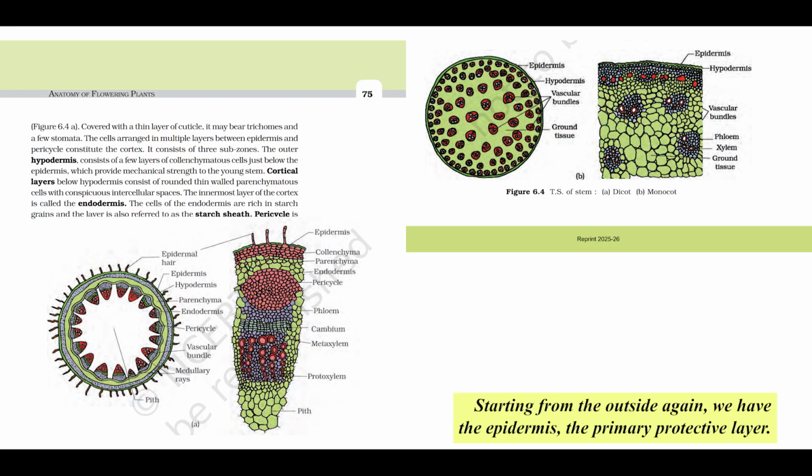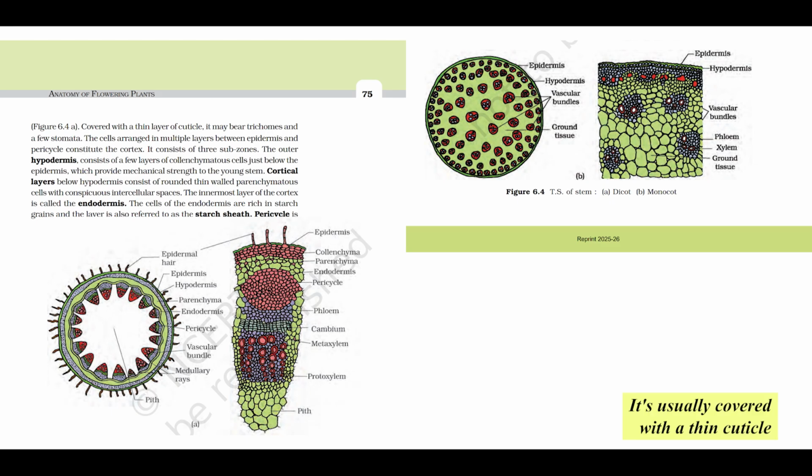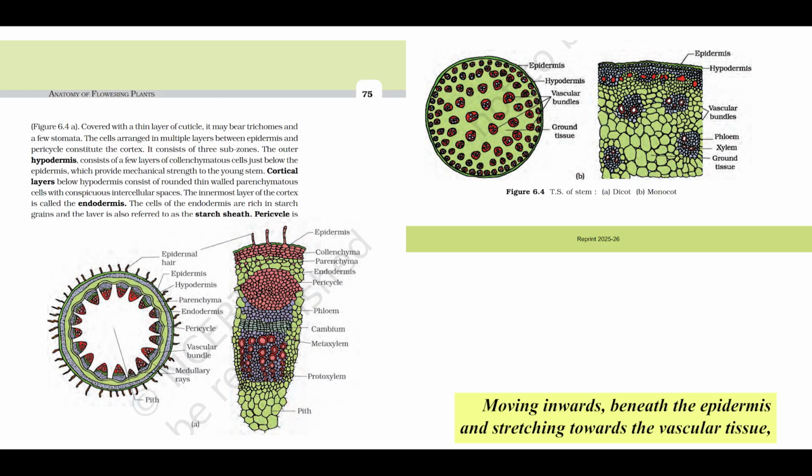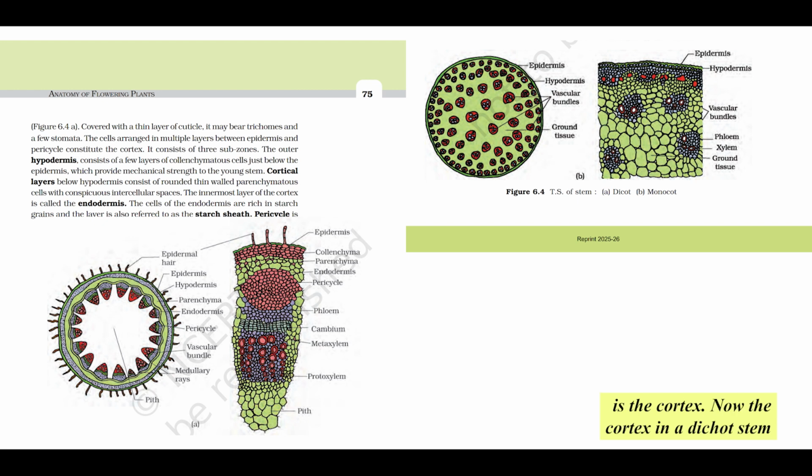Starting from the outside again, we have the epidermis, the primary protective layer. It's usually covered with a thin cuticle similar to leaves, helping prevent water loss. This epidermal layer might also bear trichomes, stem hairs, and occasionally a few stomata, though usually fewer than on leaves. Moving inwards, beneath the epidermis and stretching towards the vascular tissue, is the cortex.